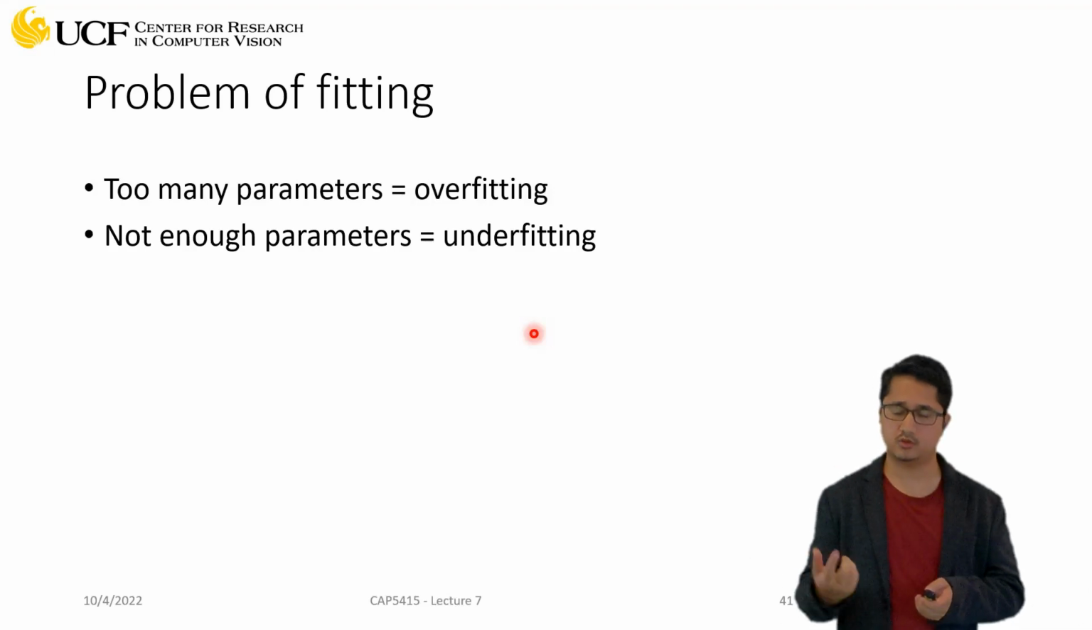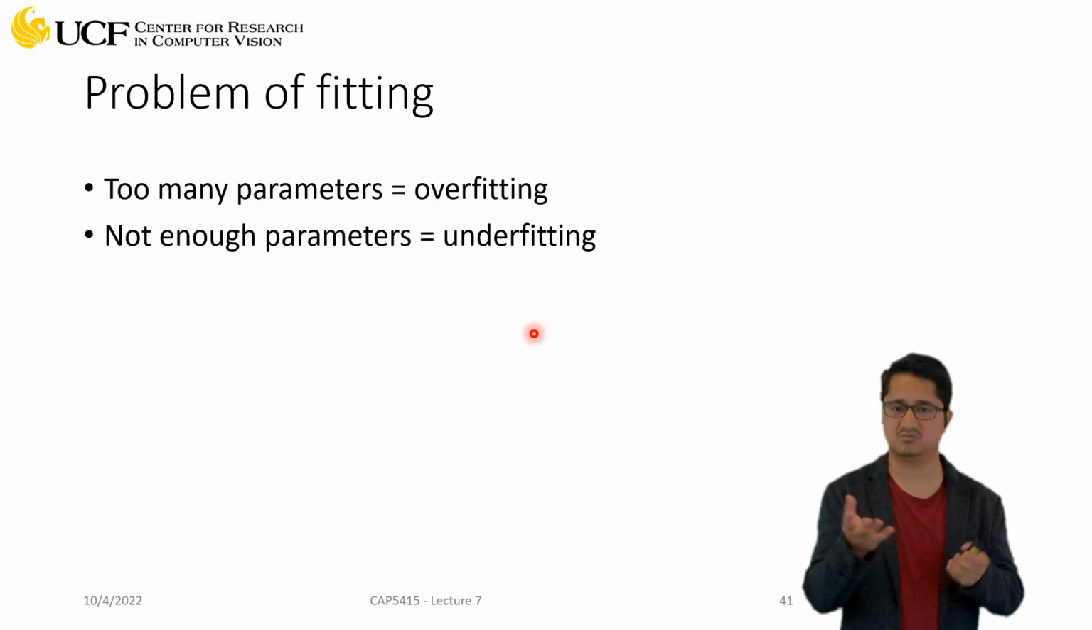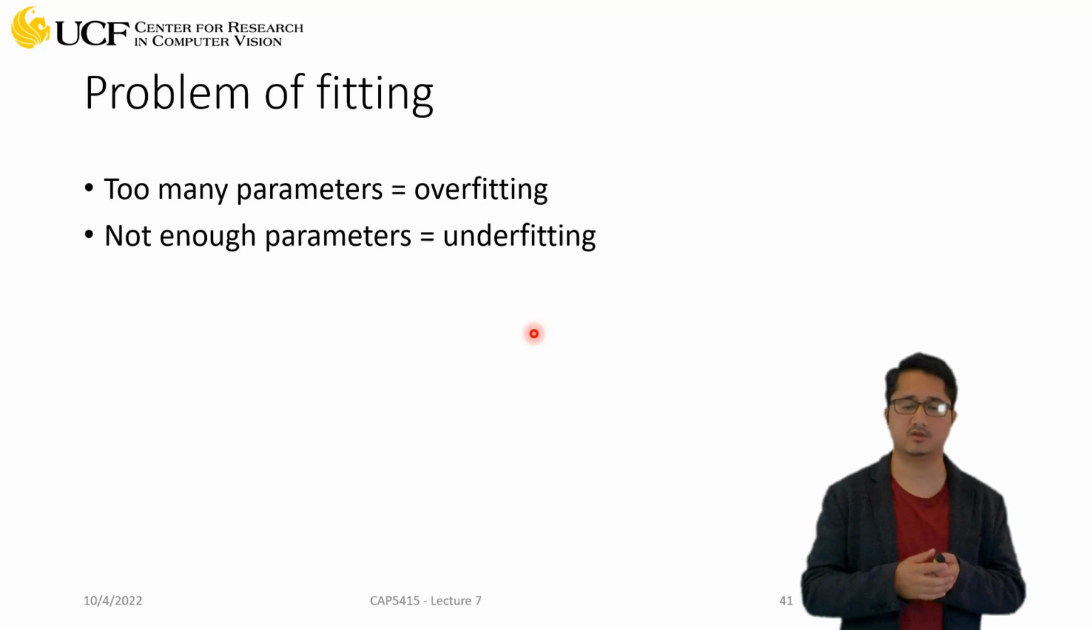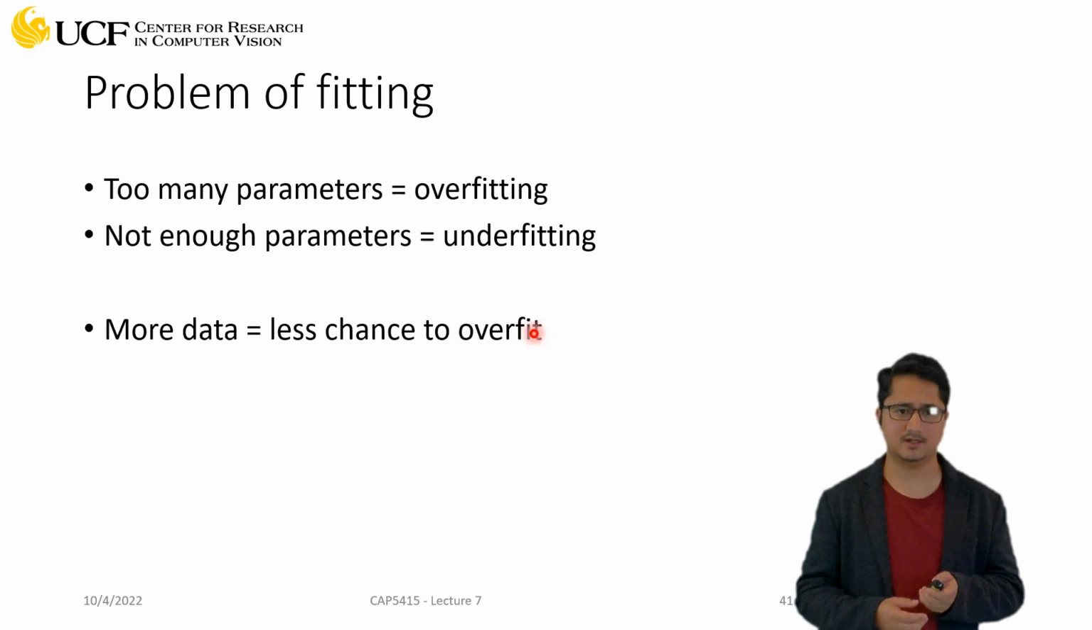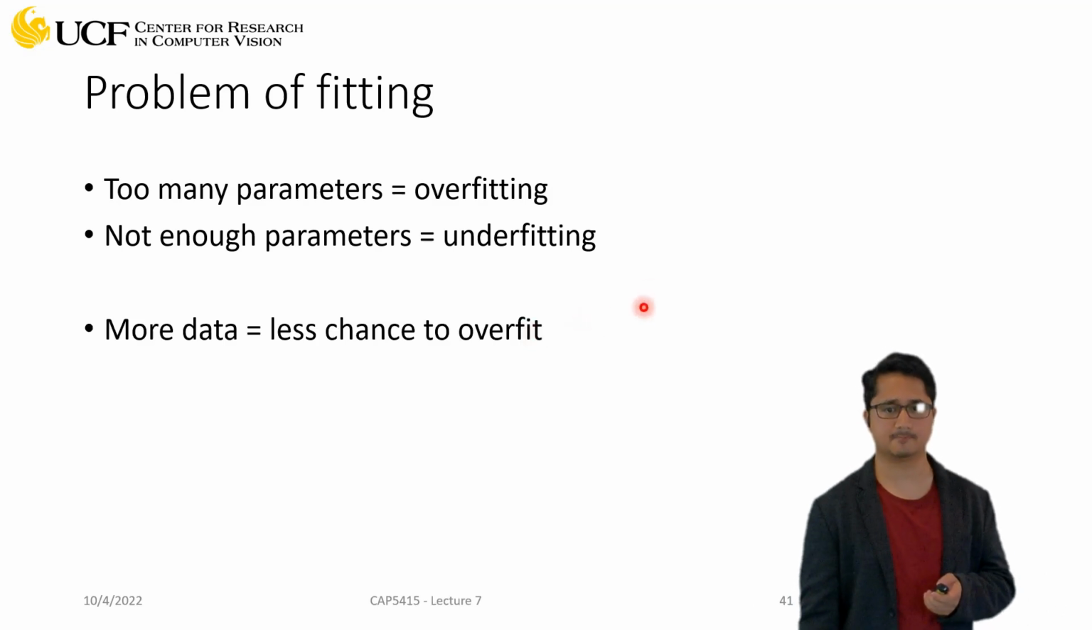The other extreme is you don't have enough parameters. For example, if you just use one neuron to approximate a very complex function, that's not possible, right? One neuron doesn't have that amount of capability. In that case, it's called underfitting. It means that you are not able to approximate your function well. Now let's try to visualize what overfitting and underfitting look like.